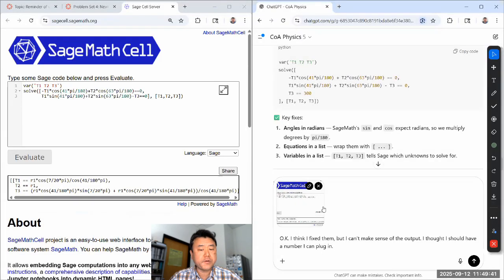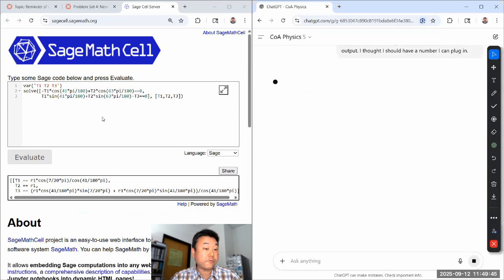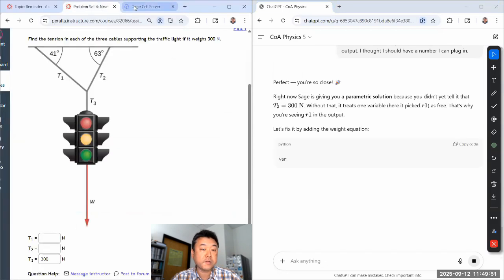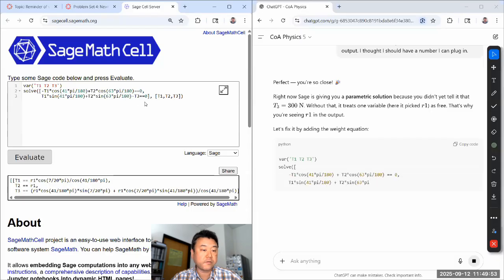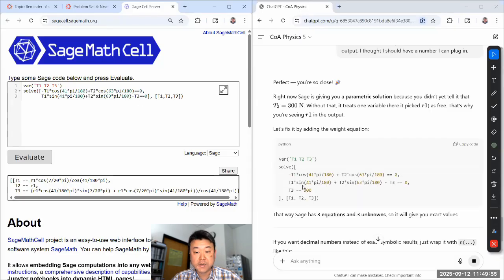You're solving for 3 unknowns. You need to have three equations. So you could put in T3 equal to the value that you know it is, 300, but if you keep T3 as a symbol, then you need an equation specifying T3, because without that it treats it as one free variable.